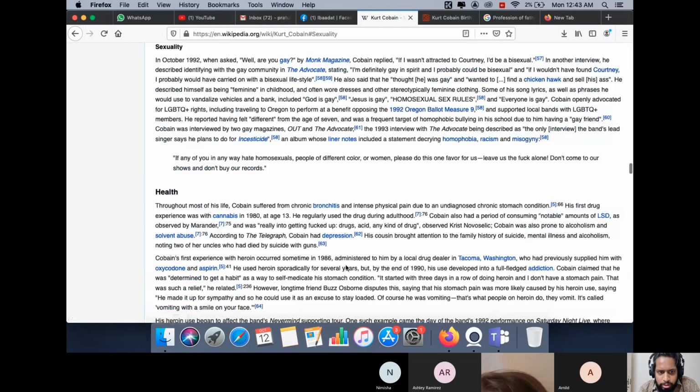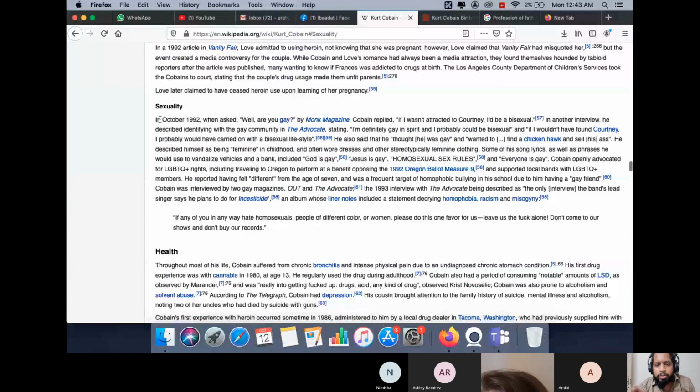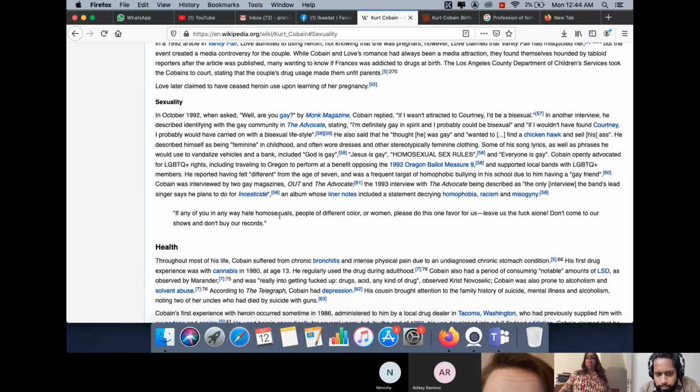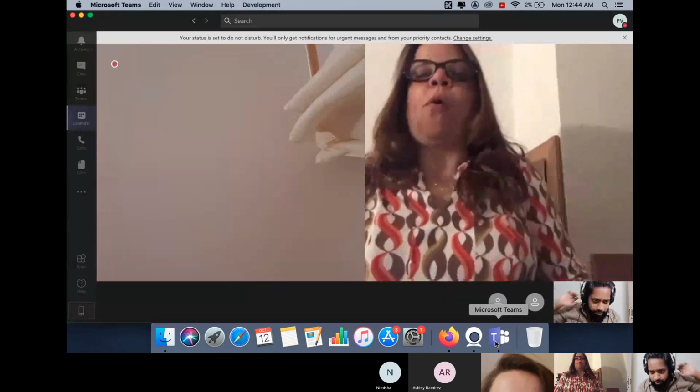Personal life, sexuality. Okay, look, I told you. In October 1992, when asked, "Are you gay?" he said, if I was not attracted to Courtney, I would be bisexual. In another interview, he described identifying with the gay community in The Advocate, stating, "I'm definitely gay in spirit. I probably could be bisexual, and I could not have found Courtney." Oh, I didn't know that. Me neither. Why I predicted that?